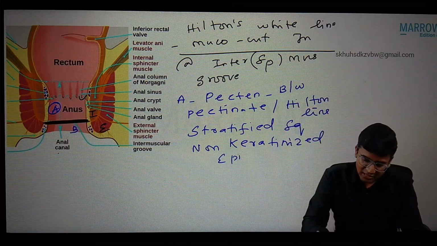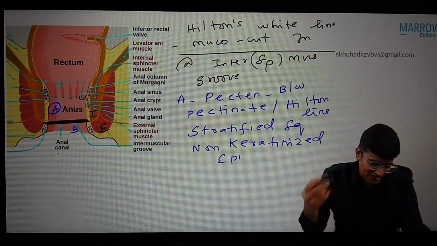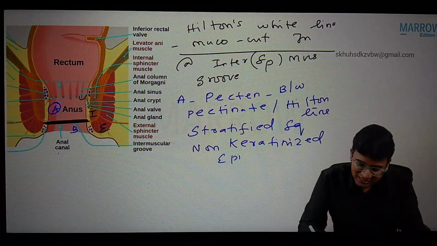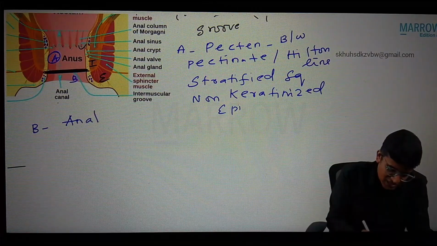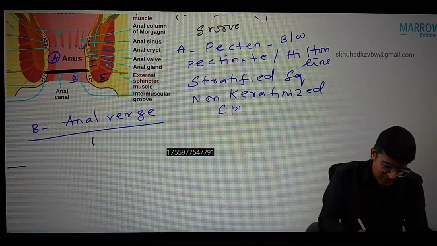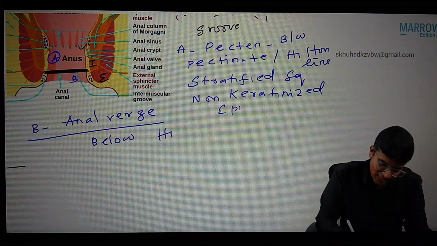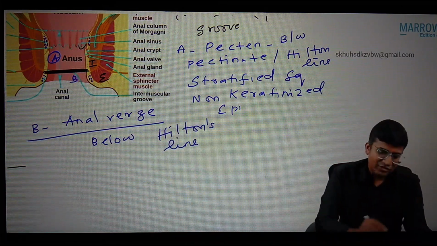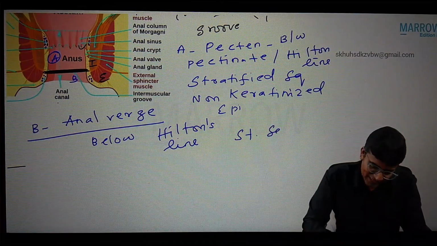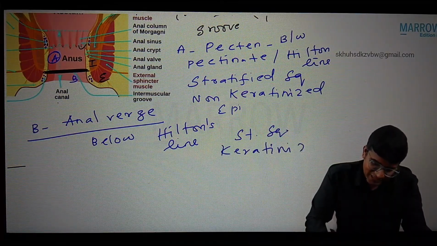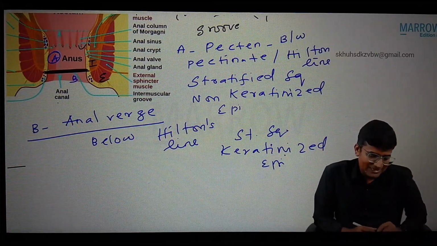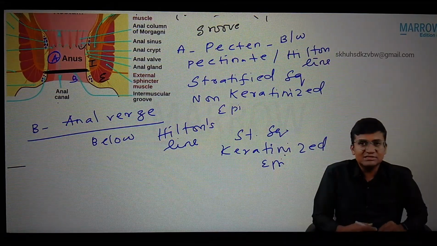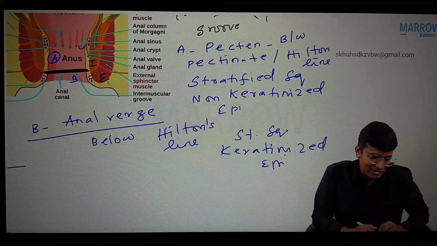Now what about B? B is present below Hilton's white line up to the anal orifice. That is called the anal verge. Here the epithelium is stratified squamous keratinized epithelium. That's all about the features of the lower part. The exams can give you image-based questions. They can mark the upper area, lower area, or any of the lines and ask you questions. That's all about the anal canal.